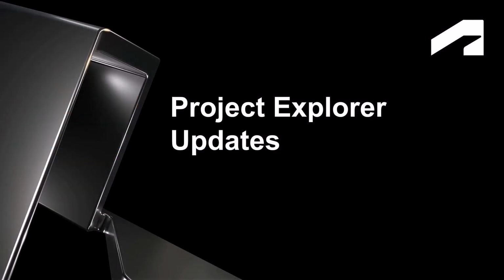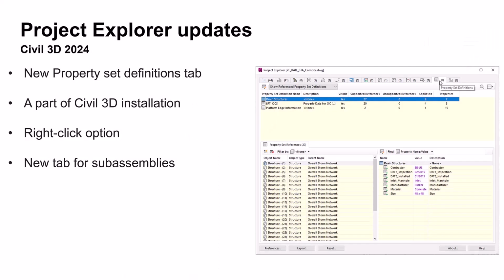So, Project Explorer updates. In 2024, we had the following updates. A new tab for property set definitions was added in Project Explorer. This new tab allows users to quickly review and make changes to property set data for all objects in the drawing, all gathered in one place.